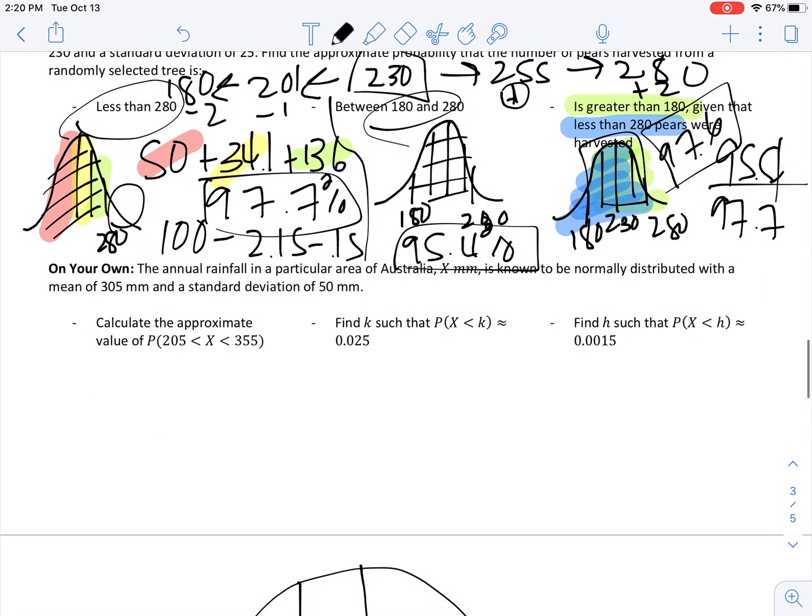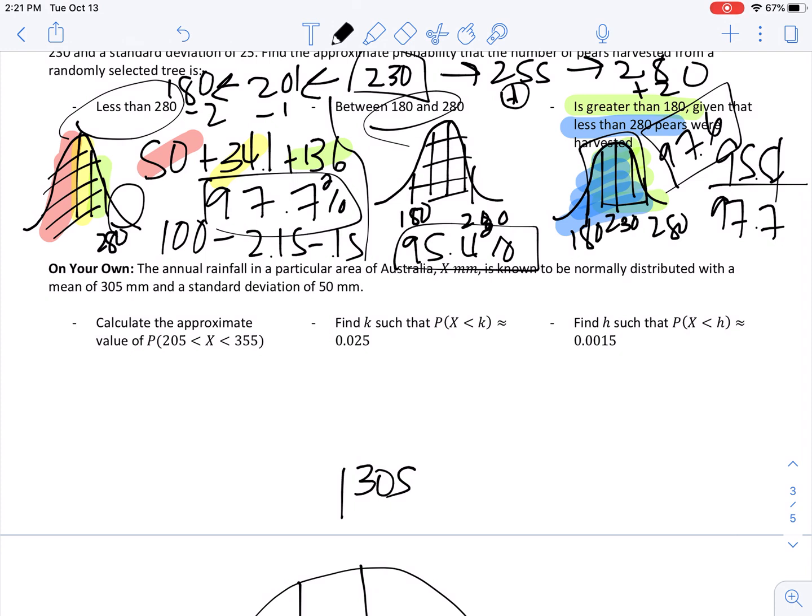All right, the annual rainfall in a particular area of Australia, X millimeters, is known to be normally distributed with a mean of 305 millimeters and a standard deviation of 50 millimeters. Okay, so we have to calculate the probability that the rainfall is between 205 and 355. Okay, so let's do that same thing we did before. I'm going to do it at the bottom this time so we can kind of look at it. These numbers are a little bit bigger.